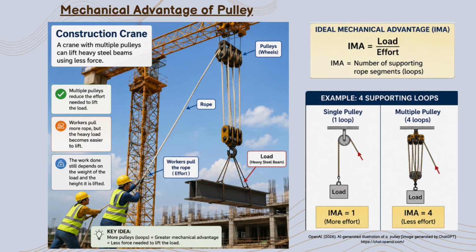An example is the construction crane. A crane with multiple pulleys can lift heavy steel beams using less force. Workers pull more rope, but the heavy load becomes easier to lift. This is the technique that they use. They apply more loops. More rope loops is equivalent to a higher ideal mechanical advantage, or the IMA, and less effort.